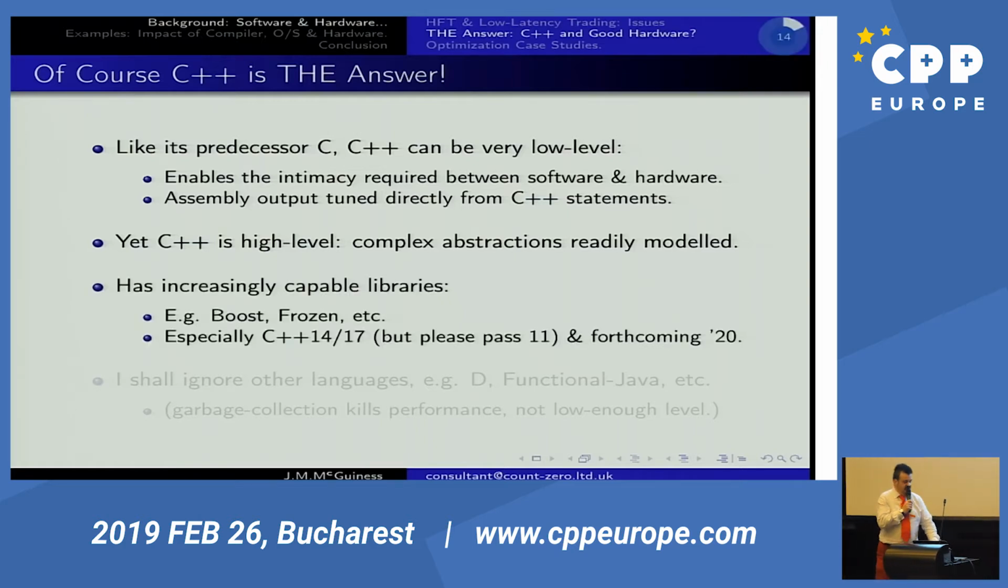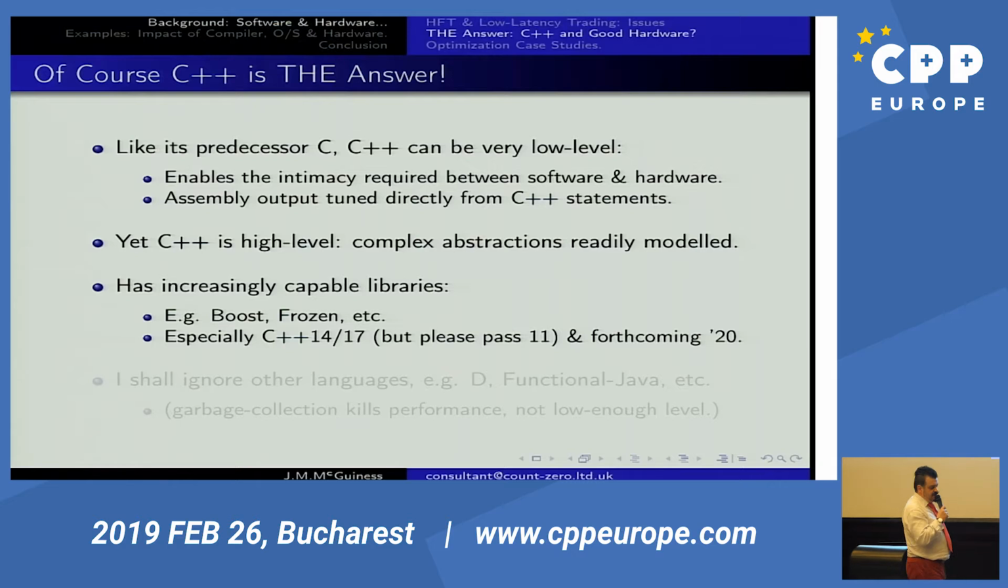We've also got increasingly capable libraries like Boost and Frozen. Frozen is a very interesting library. What it is, is a constexpr unordered map. This is very, very handy for implementing things like meta-state machines.